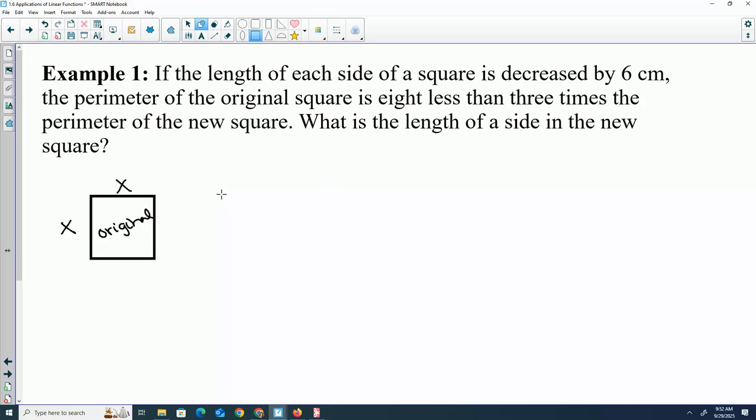And then what happened to my square? It got smaller, so I'm going to draw a second one. And each side was decreased by 6. How long are those sides? Because it's a square, we know all the sides are the same. All right, that's defining my variable. Step 2, everything's in terms of that variable. I didn't call the new square y, I called it x minus 6.